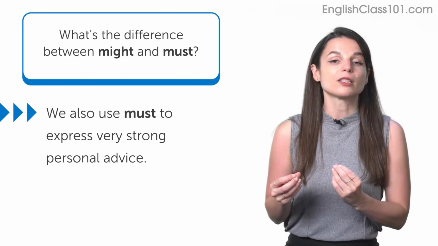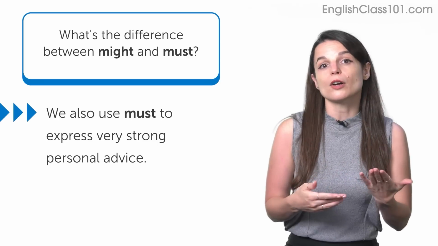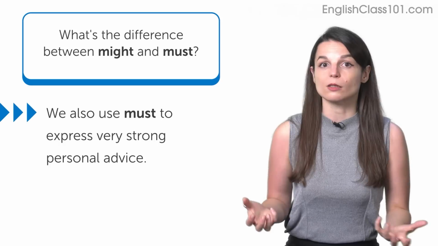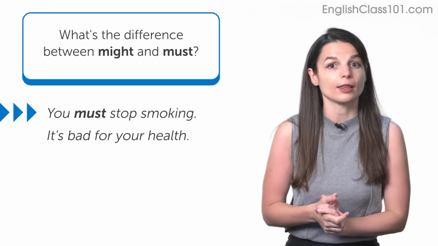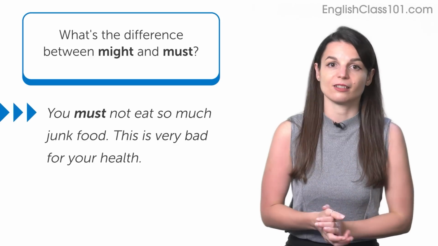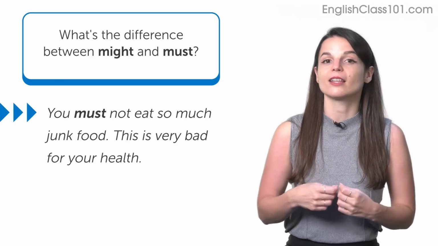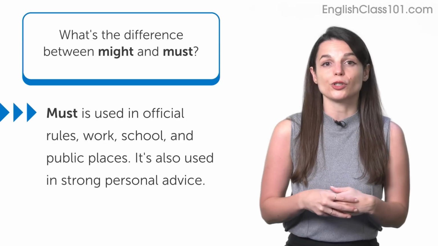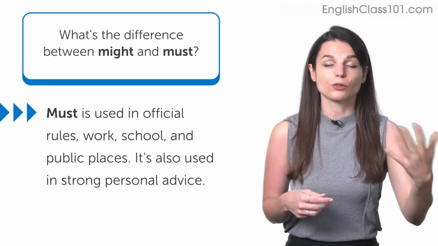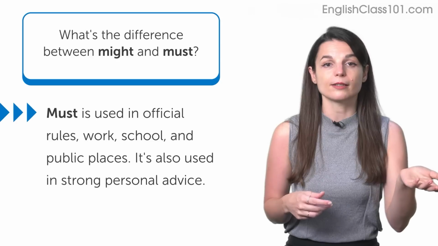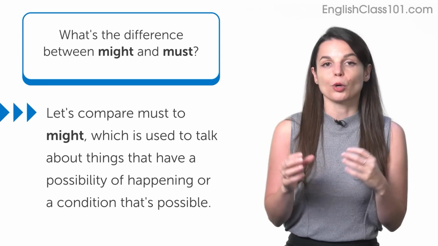We also use must to express very strong personal advice. For example, a doctor might say to a patient who is a smoker, you must stop smoking. It's bad for your health, something like that. Or you must not eat so much junk food. This is very bad for your health. So we can use the positive and the negative. So must has these two uses: official rules, formal rules at work, at school, maybe in public places, and for strong personal advice. Now let's compare this to the word might.